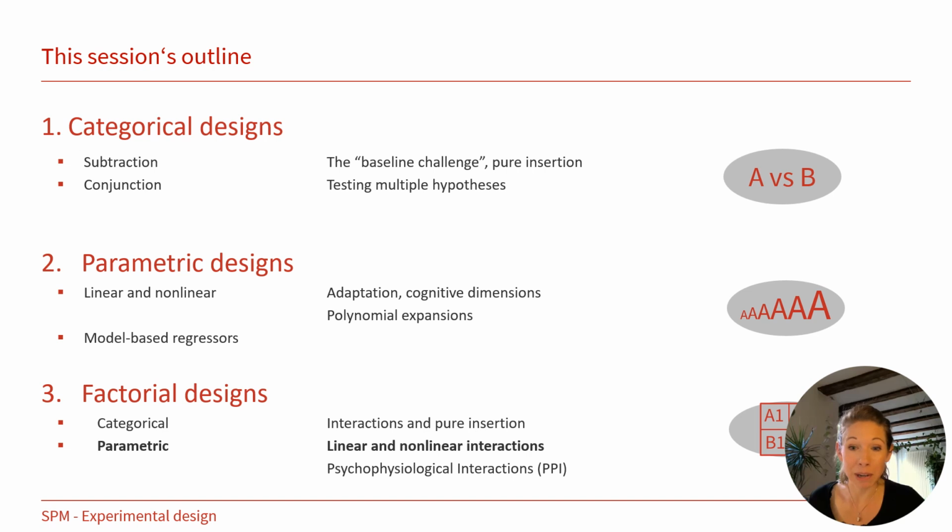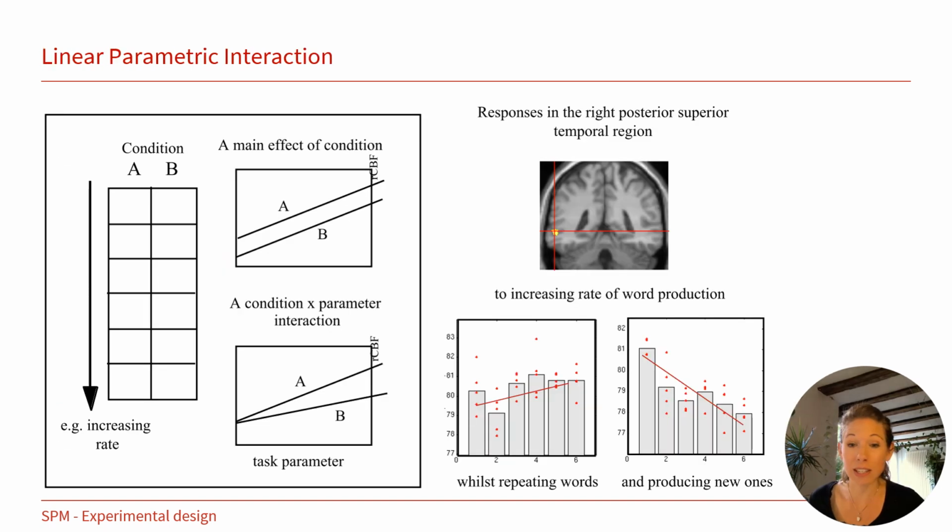Now let's look at parametric effects within the factorial design model, which means that we can explicitly test for linear and nonlinear interaction effects using parametric regressors. So this is an example. Again, it's about word rates. This time subjects were asked to produce words. They had to produce words either by repeating words, or they had to produce new words. And they had to do this at different frequencies and at different rates. So the parametric condition here is the frequency with which those words were generated.